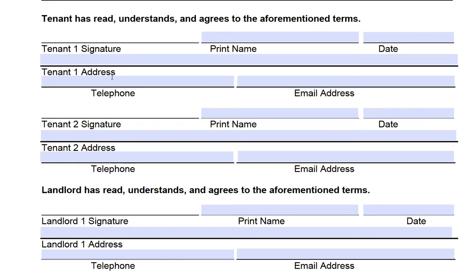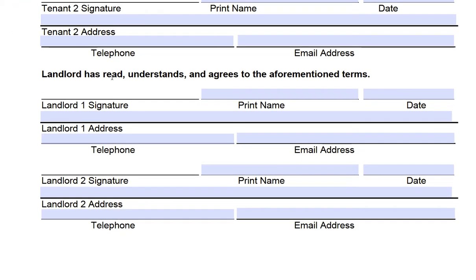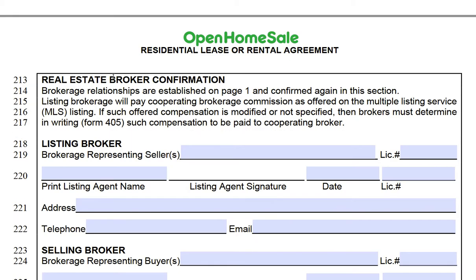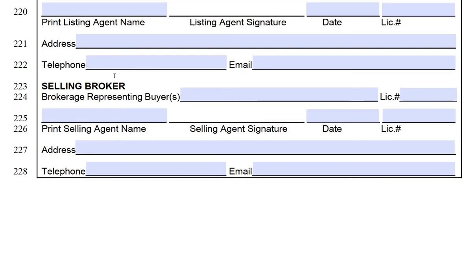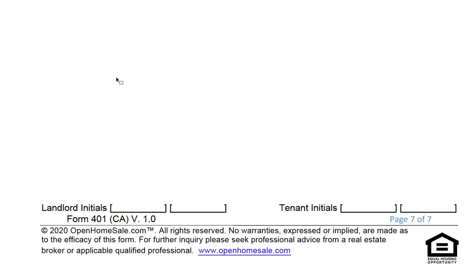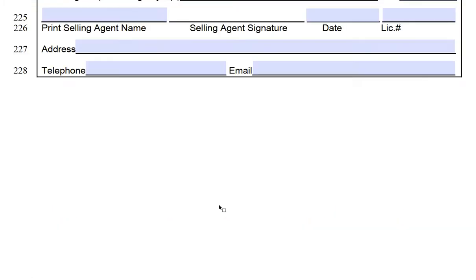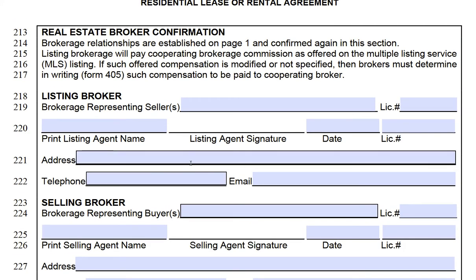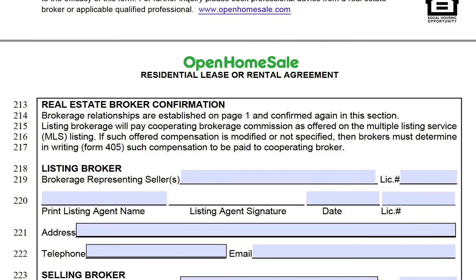Then this is where the tenants are going to sign. This is where the landlord's going to sign. If there are brokers involved, they're going to sign here on this final page. And then both parties are going to initial at the bottom acknowledging that there are broker representatives involved. And that is the residential lease or rental agreement.